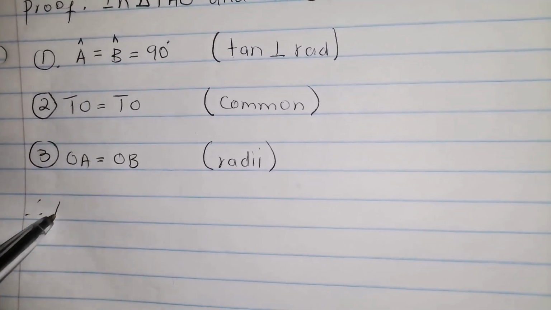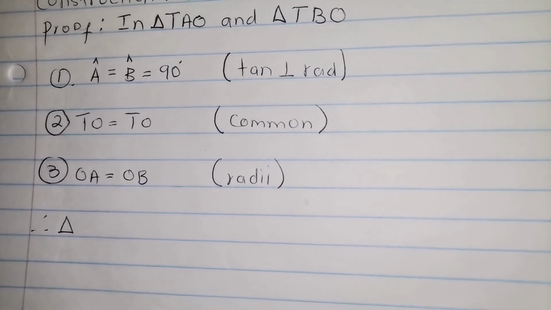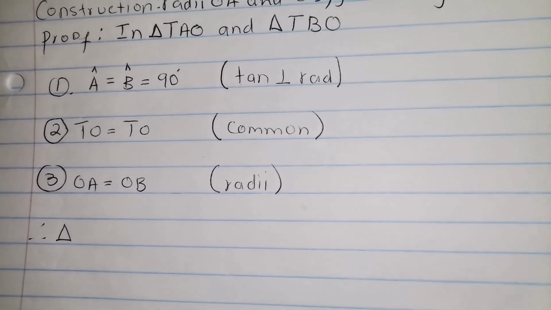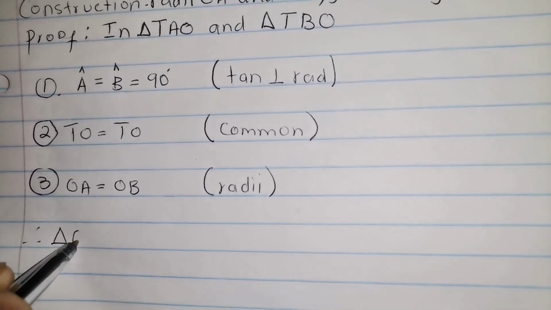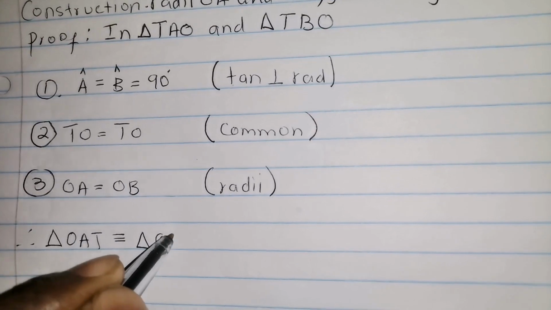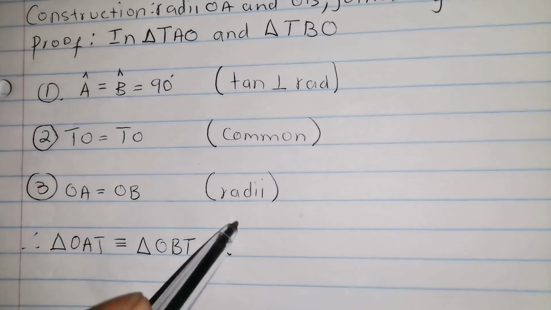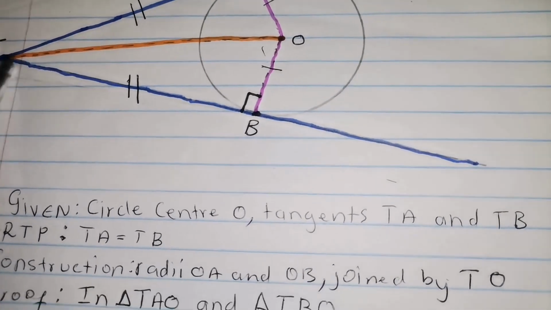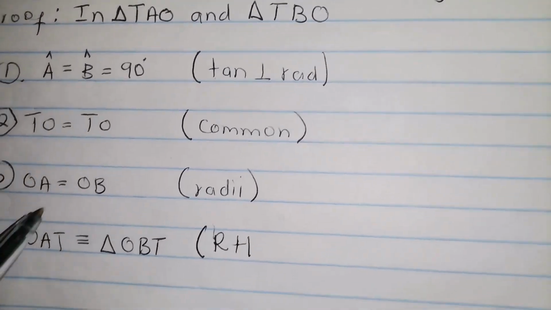Therefore, remember, you form your triangles from what you have proven. So, from this kind of arrangement, we're going to say triangle OAT is congruent to triangle OBT. Reason: from this right angle here, TO is our hypotenuse side. TO is our longest side on both triangles, so it's our hypotenuse. And we have our side, radii.